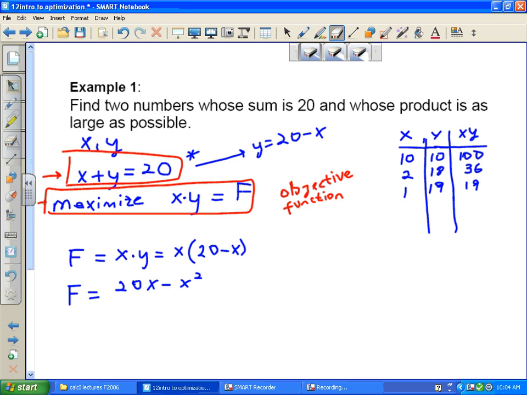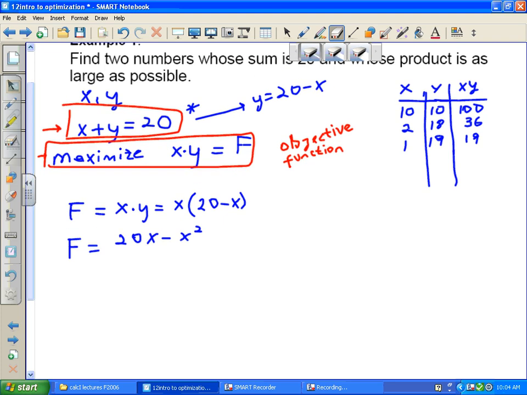Let's go ahead and do step number 3. Set the derivative equal to 0. So in this case, the derivative is 20 minus 2x. Set it equal to 0 and solve for x. So we get x is equal to 10. No surprises there, right? We expected to get 10 and 10.